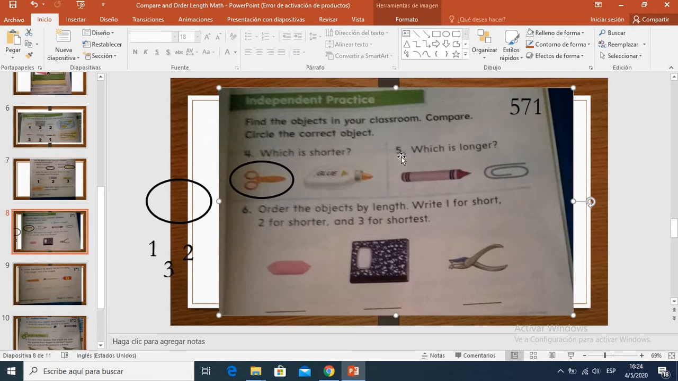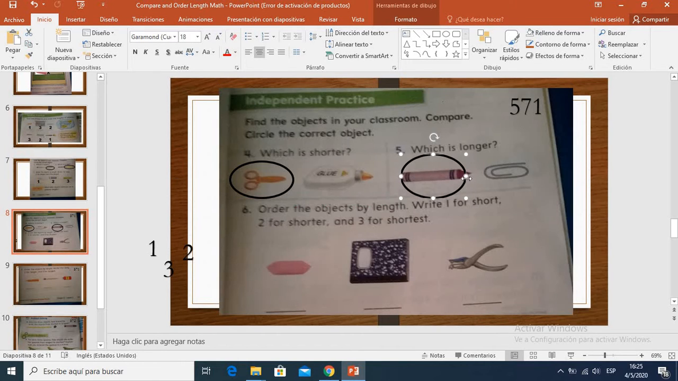Remember. Question number 5 says, which is longer? Which of these two objects is longer? This one is a crayon and this one is a paper clip. Okay? So, which one is longer? The crayon or the paper clip? Longer, longer. The crayon, exactly. So you circle the crayon with your pencil. Very nice. Remember, from top to the left.